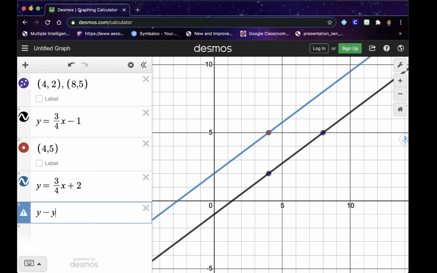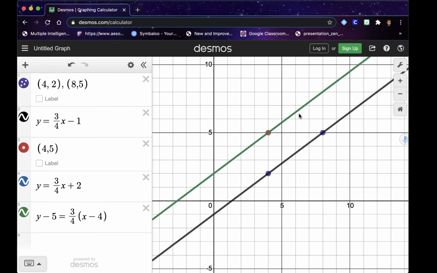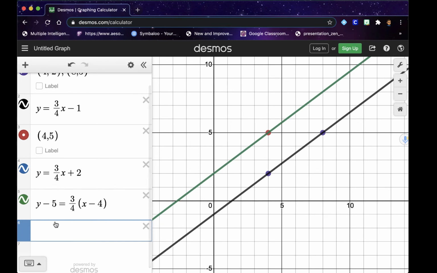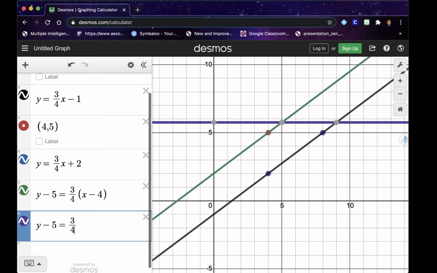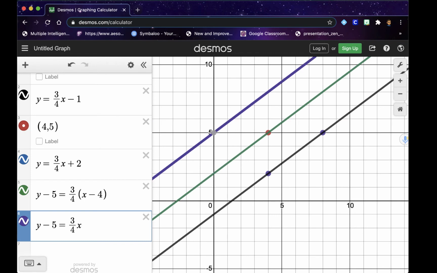I could have also started with my point slope equation, plugged in what I know. So 4, 5, slope has to be 3/4. Okay, it shows me there, and then if I wanted to change it, y minus 5 equals 3/4 x minus 3. We can still see we're in the same spot.